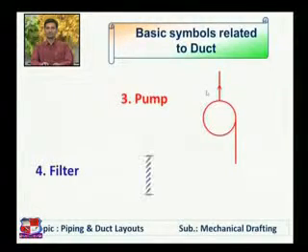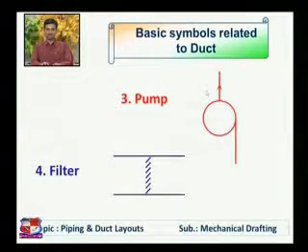The fourth one is the filter. A filter is drawn like this, just inclined lines, and this indicates the pipeline. The flow of air may be from this side to this side or from this side to this side. Generally an arrow is drawn to show the direction of fluid, and this symbol indicates a filter is provided here. There are numerous types of filters, and in some cases the name of the filter is shown here, which is not needed to discuss as far as the present subject is concerned.